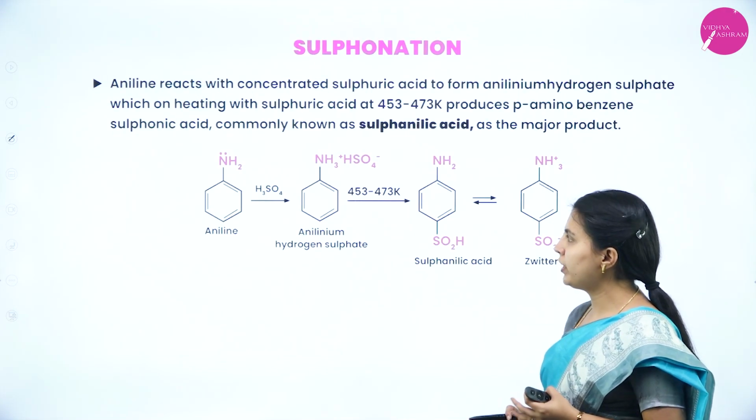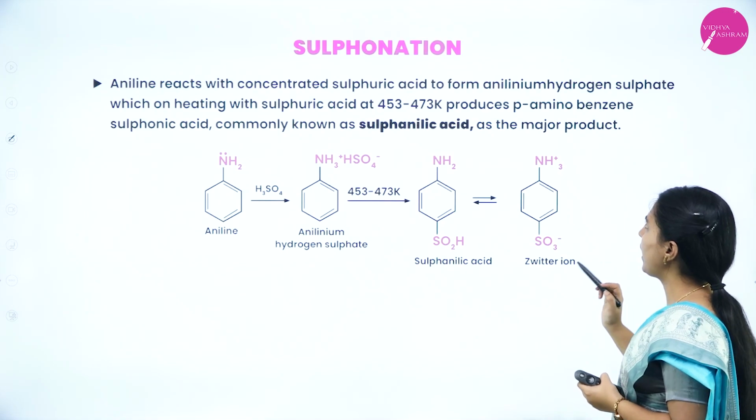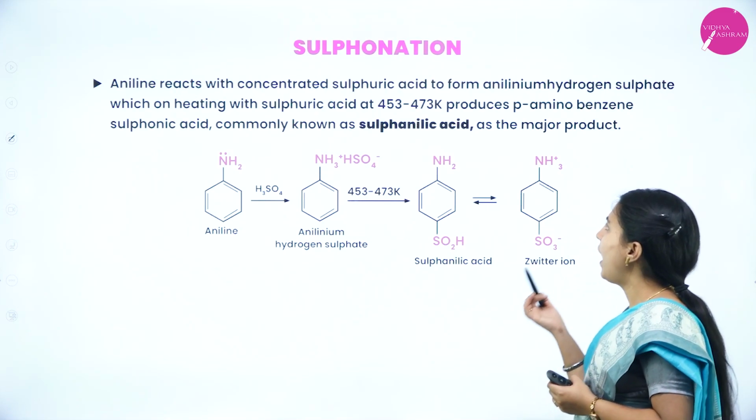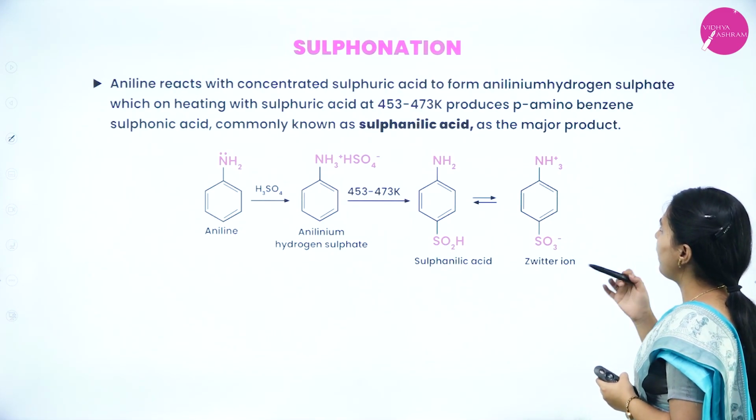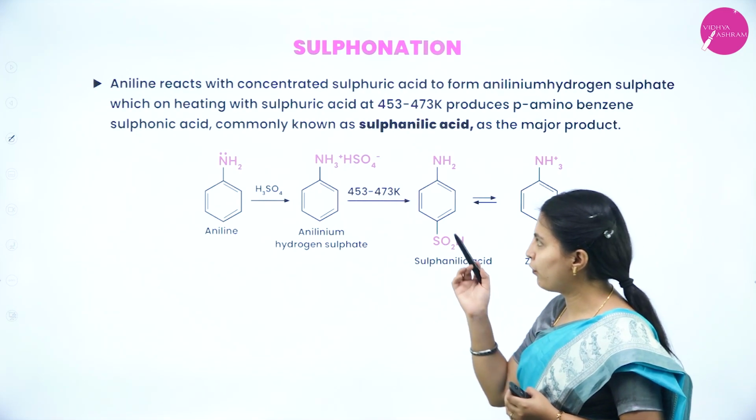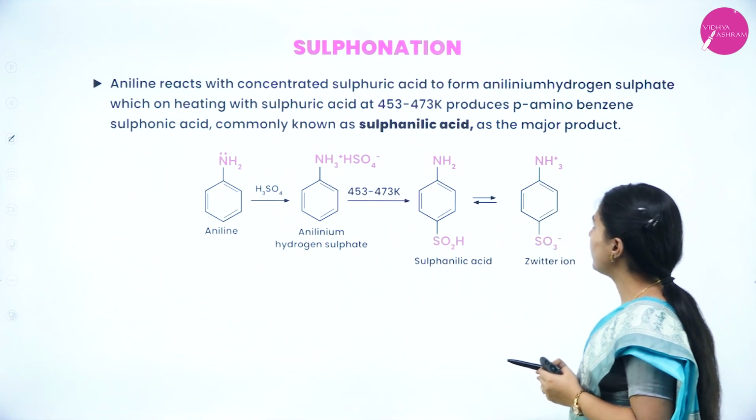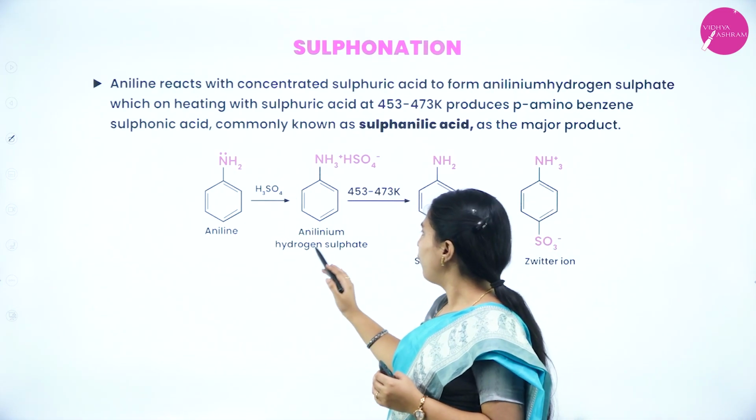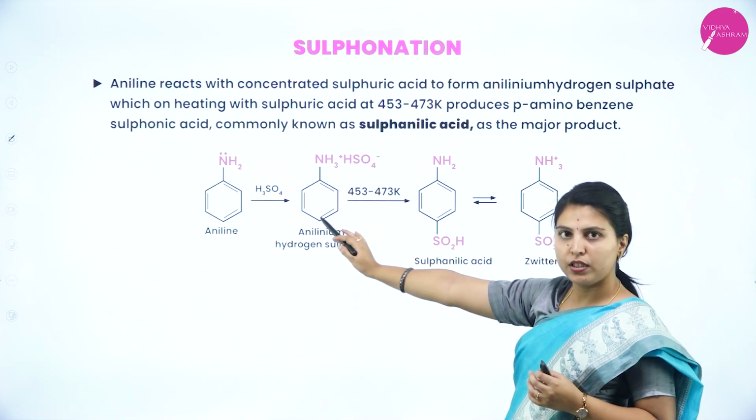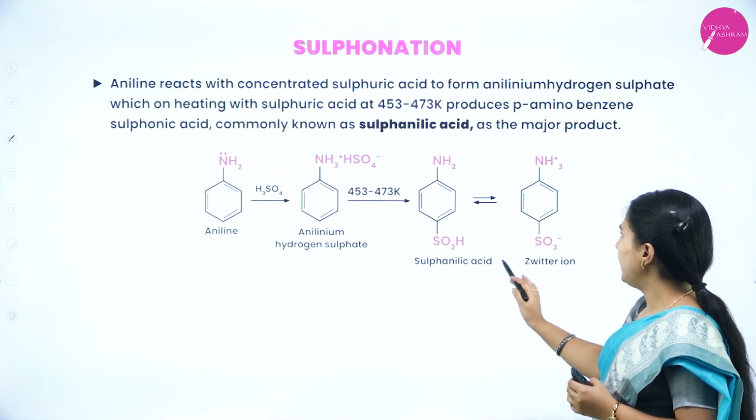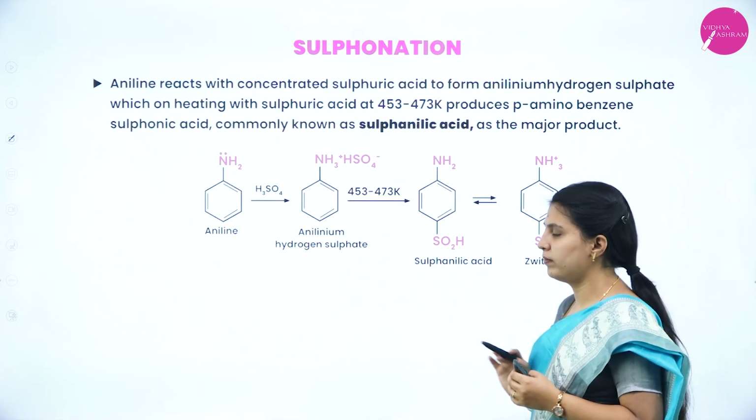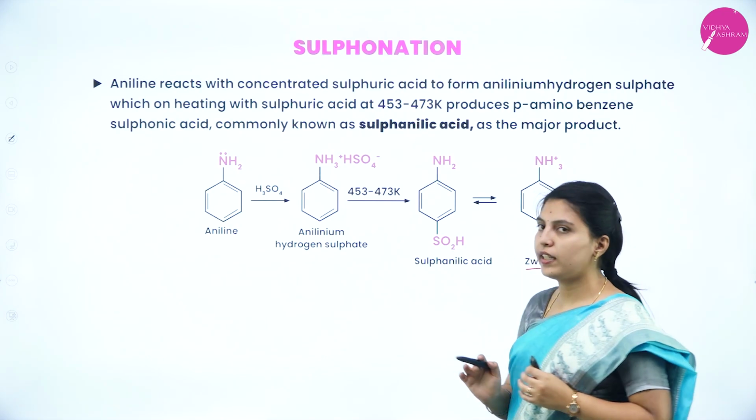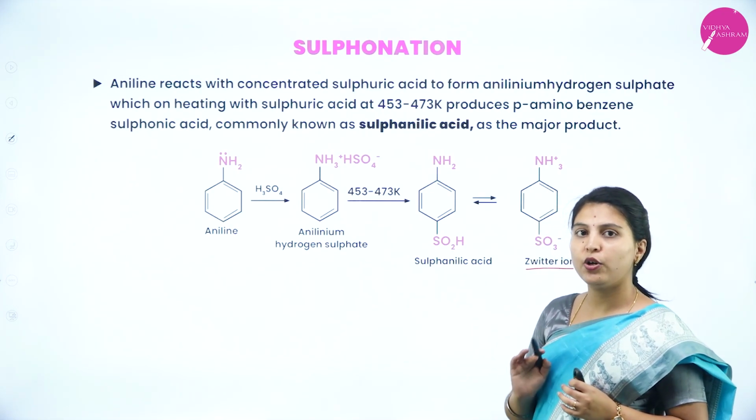Okay. Next, sulphonation. Aniline reacts with concentrated sulfuric acid to form anilinium hydrogen sulfate, which on heating with sulfuric acid at 453 to 473 Kelvin produces para-aminobenzene sulfonic acid, commonly known as sulfanilic acid, as the major product. Aniline reacts with sulfuric acid to form the anilinium hydrogen sulfate salt. Later, it will form sulfanilic acid as a zwitter ion. They may ask in a MCQ pattern which ion is formed in sulfonation. So, a zwitter ion will form.